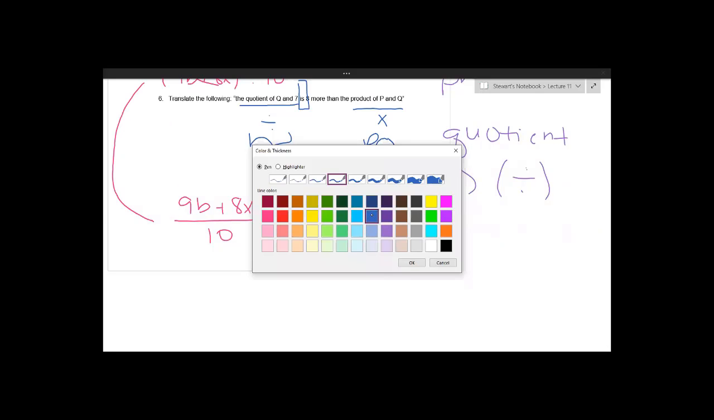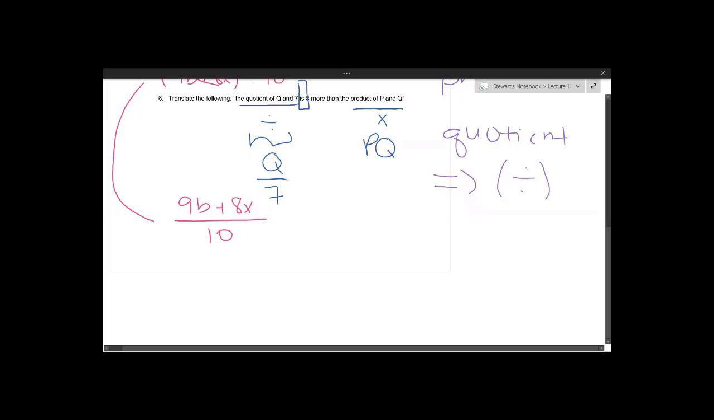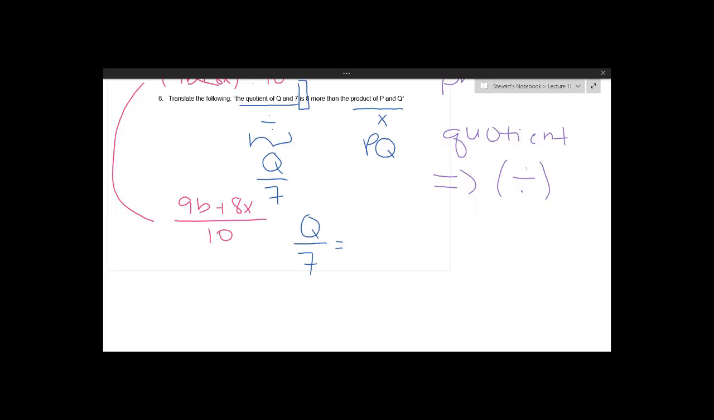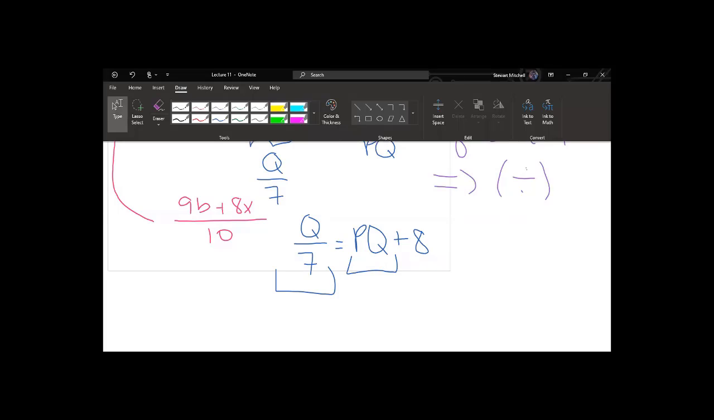So we know before the word is, we have q over 7. Is means equals. We know on the other side of the equal sign, on the other side of is, we have the product of p and q, but it also says the quotient of q and 7 is 8 more than the product of p and q. So in order to get to q over 7, we have to consider this product of p and q, but then add 8 to it, because this expression is 8 more than this expression. So that's what that's saying. That's how you would get to that. This one was a shorter one. That's all you really have to consider.